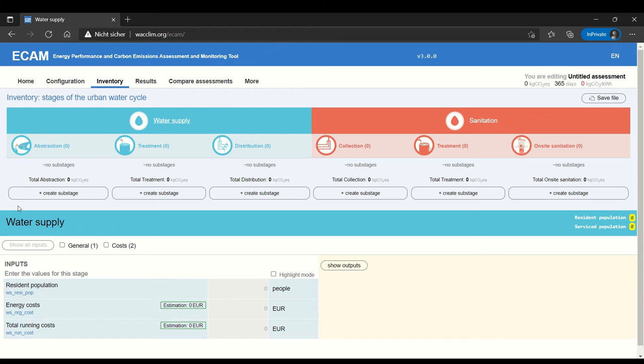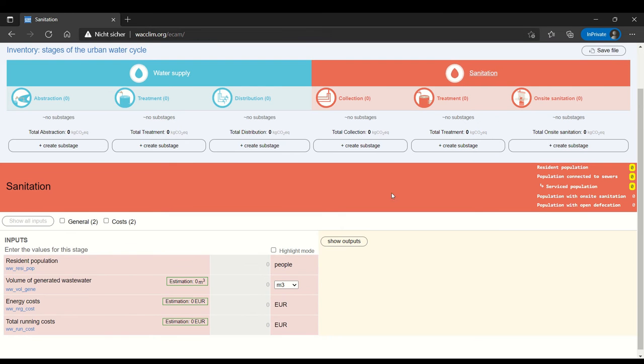The inventory is organized into two general sections, water supply and sanitation. There is some general information that you can enter at the water supply and also at the sanitation level about population and energy costs. This information can give some context to your assessment. It's not used directly for calculating GHG emissions, but if you know it, it might make your assessment more meaningful to enter information here.